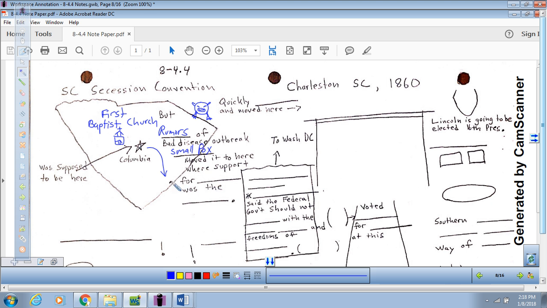One, the Low Country probably didn't want to travel that far. Two, this is where support for secession was the highest, in Charleston. So what do they do? They spread a rumor about a disease outbreak, and they get it moved to Charleston, just like all the other important meetings.